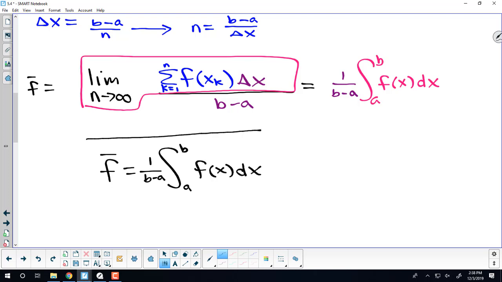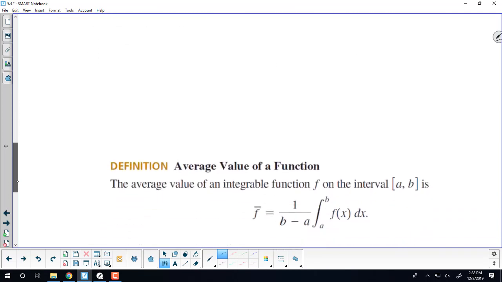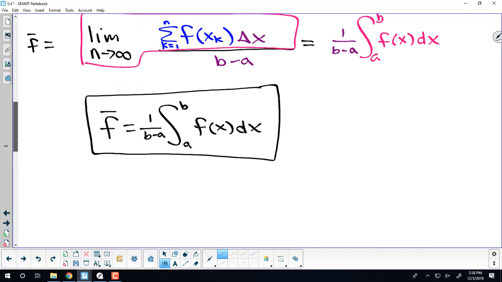That's our average value for a given function. Do we have the thing below, maybe? Yeah, okay, so it's down there if you could reference that.